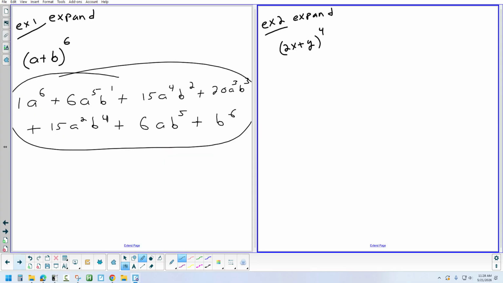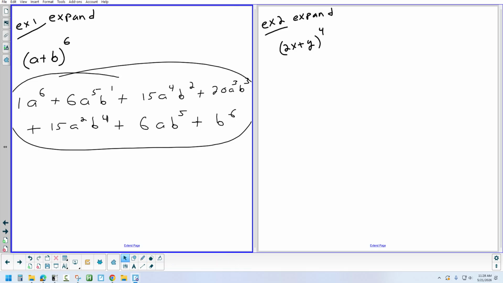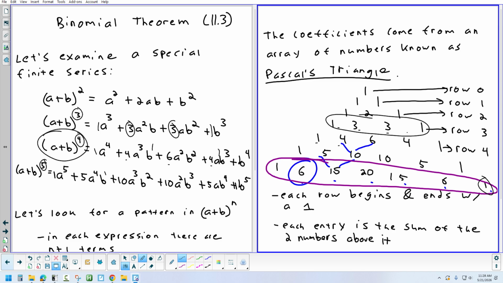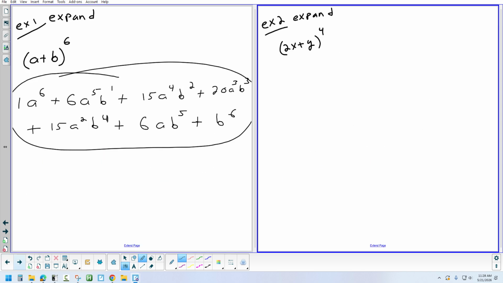Okay, let's try this one. 2x plus y to the fourth. Okay, so we need the fourth row in Pascal's triangle. Aiden, what's the fourth row in Pascal's triangle? One second. 1, 3, 3, 1. So I think that's your third row. We need one more. Oh, you said 4. Sorry. Fourth row.